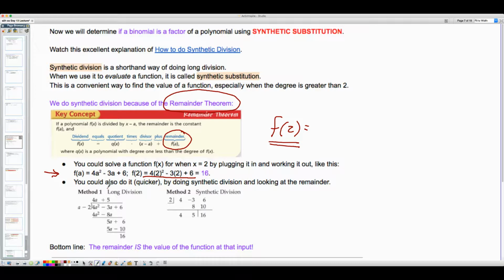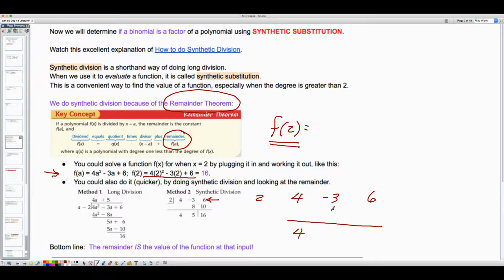I'm going to take the coefficients of my polynomial. The coefficient of the a squared is 4, the coefficient of the a is -3, and the constant is 6. So these are the numbers that you're dividing. That's what I've written right here. And I'm going to divide it by 2. Why 2? Because a minus 2 is a factor, so 2 would be one of the roots.